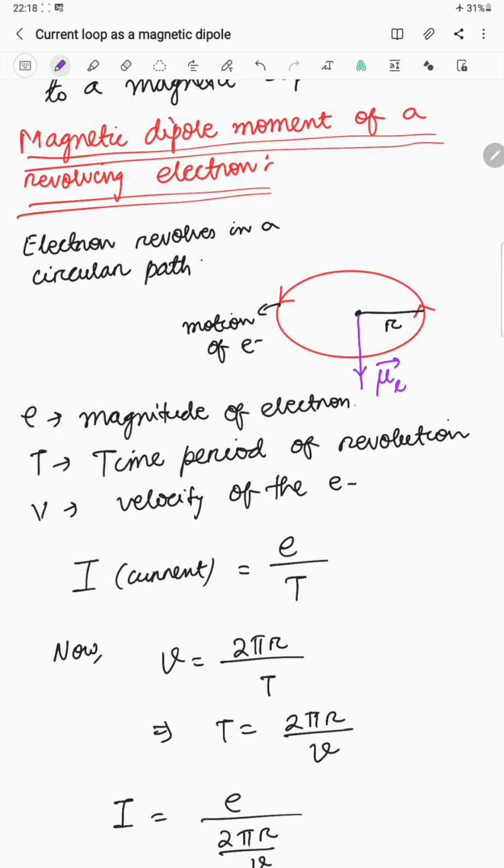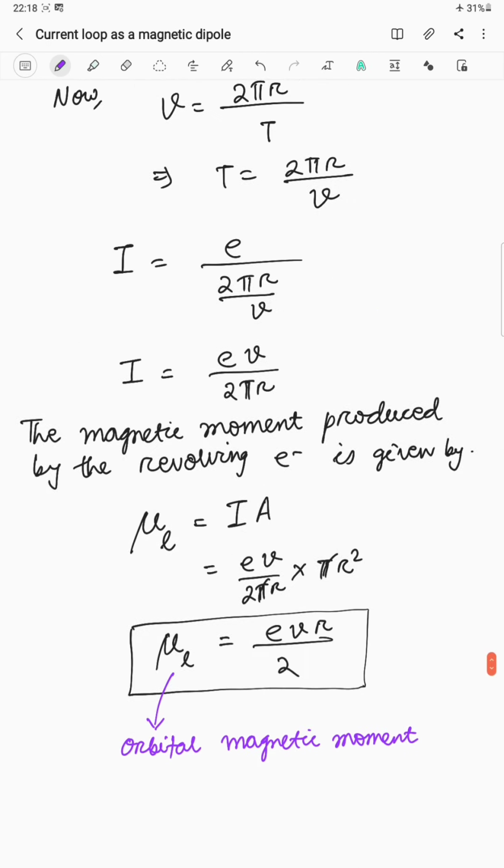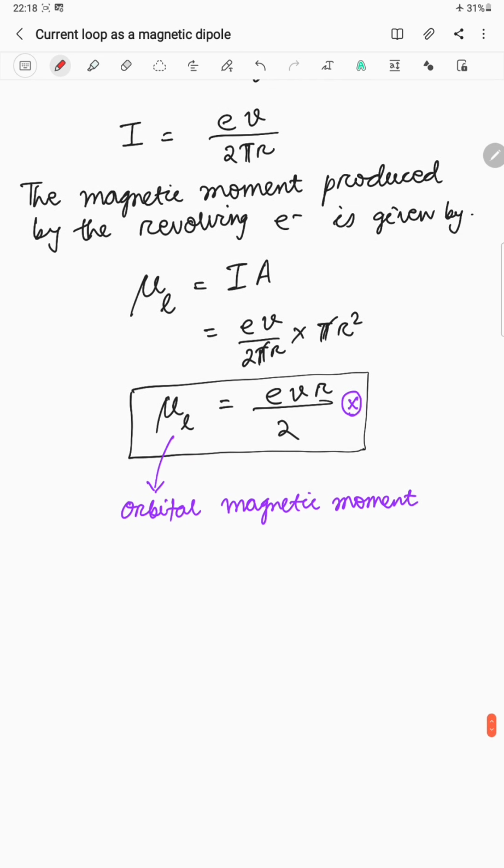Is it understood? Don't confuse. Mu L is not due to the motion of the electron. It is because of the current. So the current direction you will take in order to know the direction of mu. Finally, I can write here mu L and put a cross here. Cross indicates it is into the plane of the paper. Orbital magnetic moment understood.